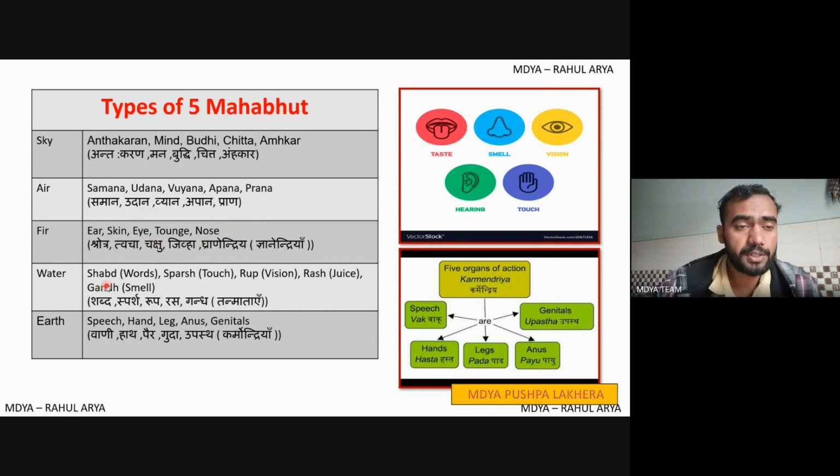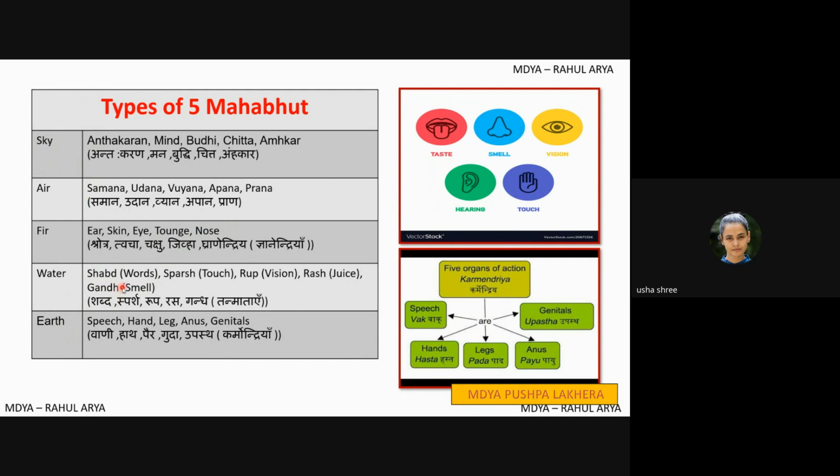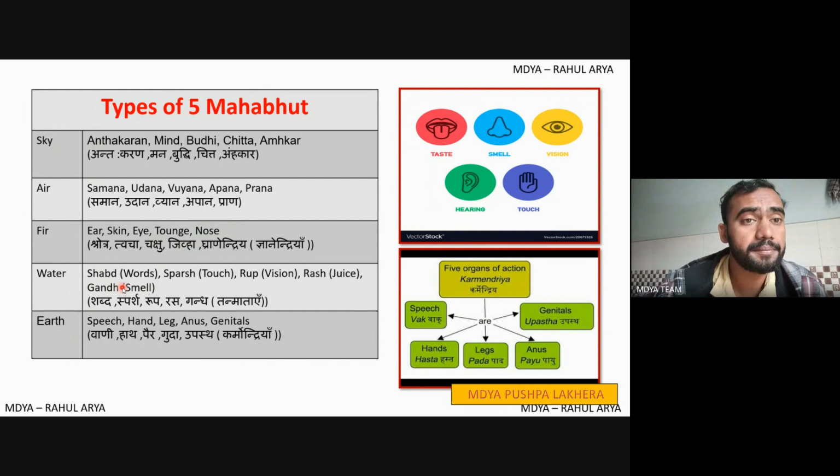Water: Shabd. Which element do we generally use Shabd for? Generally we use it for the sky element. You remember the other texts, but here Shabd is under which element? Water. Remember these points according to Trisikhi. Sparsha is generally an air element, but here it is under water. Roop, vision, is generally for the fire element, but here it is under the water element.